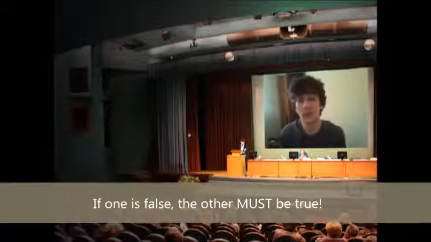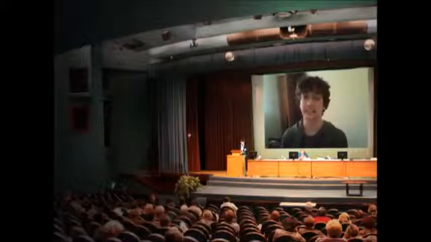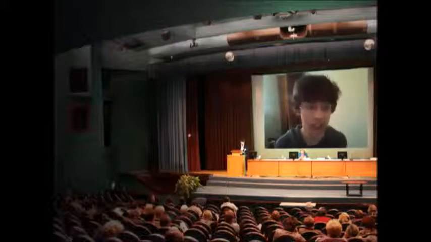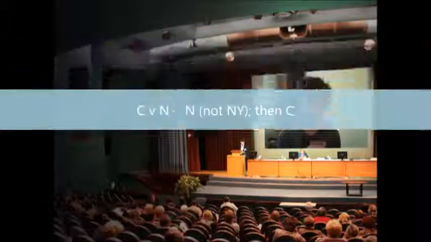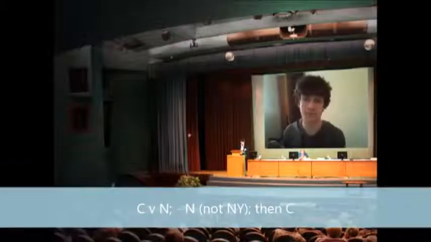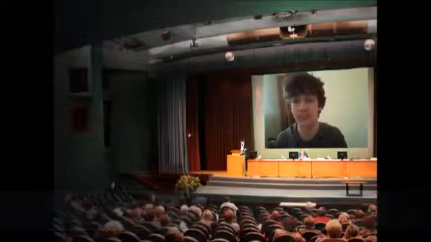To put this in a real-life example, let's say either my mom is in California or she is in New York. She is not in New York. Since we have one of these disjuncts not true, we can conclude that the other must be true. And in this case, my mom is in California or she is in New York. She is not in New York. That means my mother is in California.